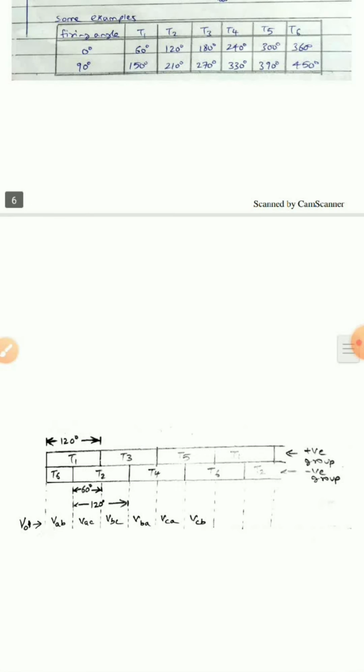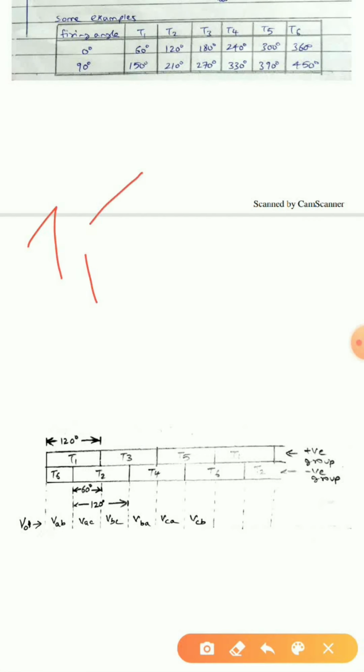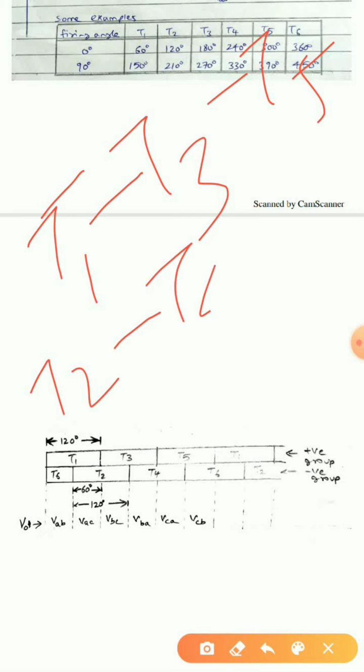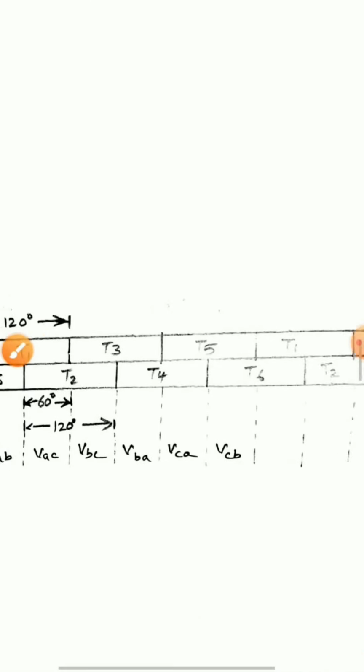Now, as I have said earlier, in the positive group, it starts with T1, then T3 after 120 degree, T5 after 120 degree; and in the negative group, T2, then after T2 120 degree, T4, then T6. In this manner, conduction will be there. So this is just how switching is taking place.